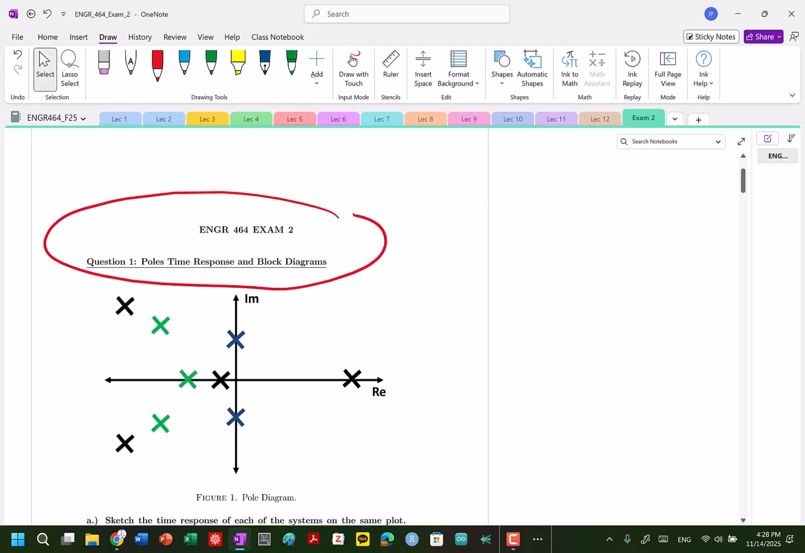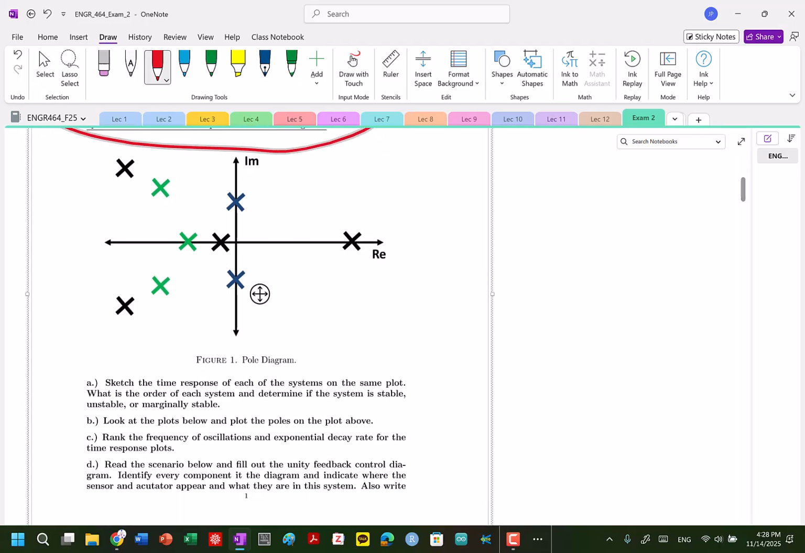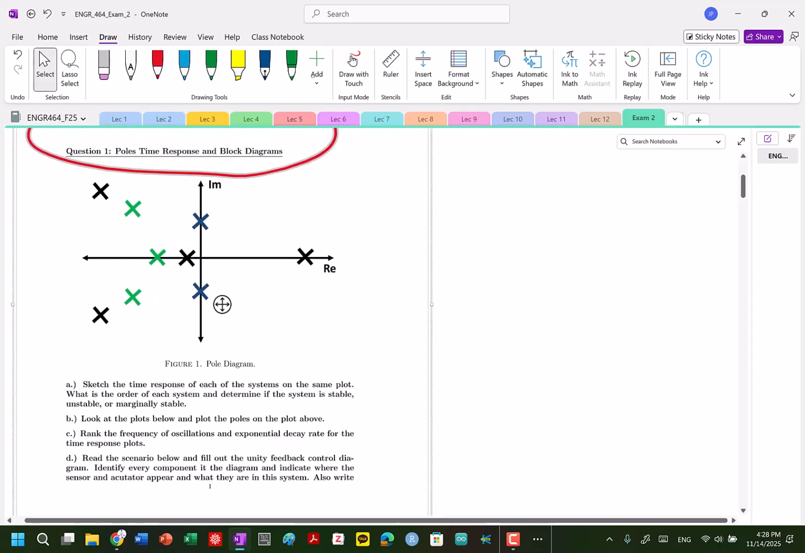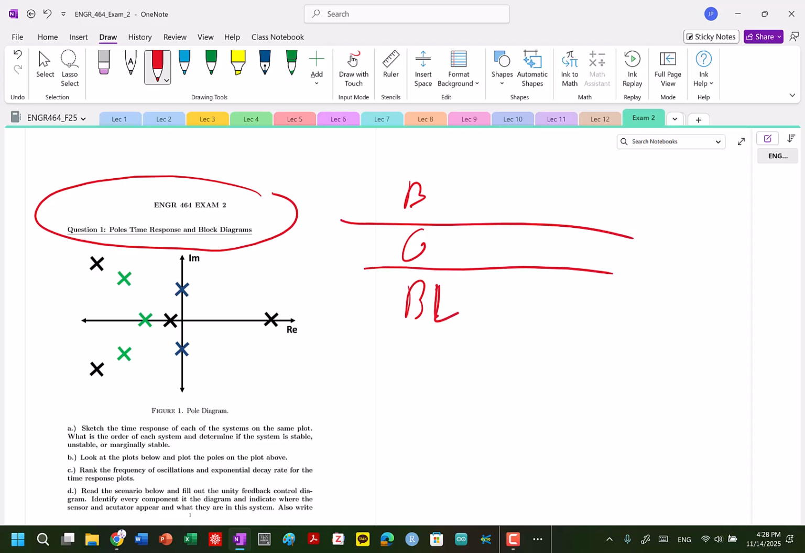Sketch the time response to each system on the plot. What is the order of each system, and is the system stable or marginally stable? Okay, so we've got blue, we've got green, and we've got black. Let's first do the order, and then we'll do the stability.